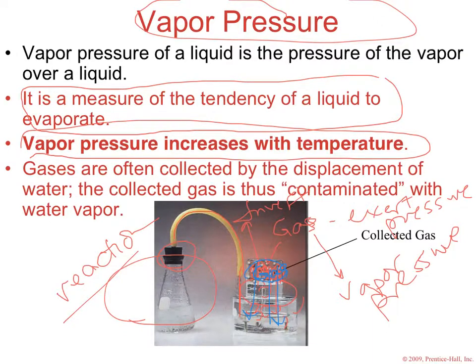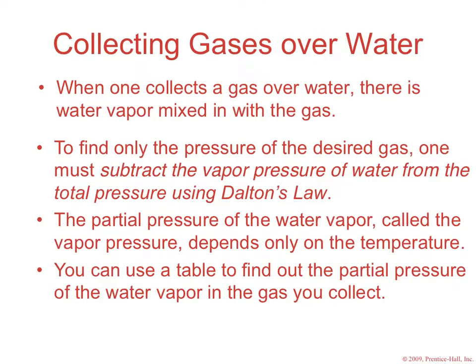And so you have a way to collect your gas to measure the volume of how much you've made, but it will be wet. It'll be contaminated with water vapor. And so before you can calculate exactly how much gas you have, you have to account for the water vapor mixed in with it. So we use Dalton's law to do that, okay?